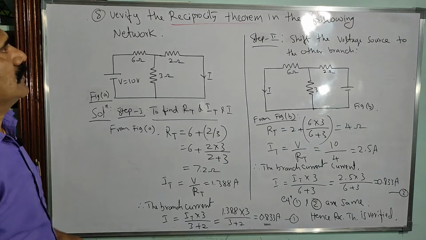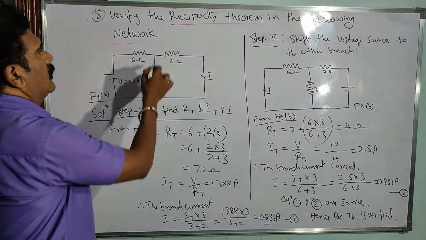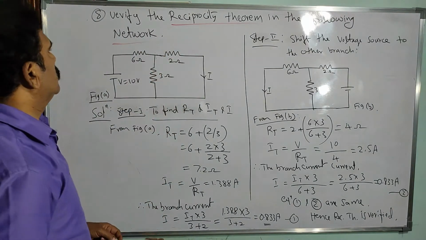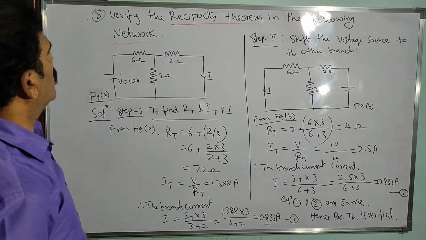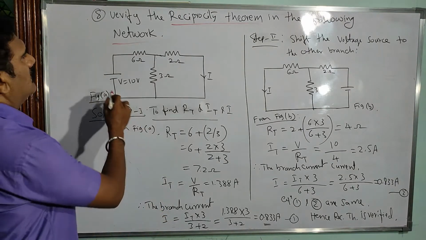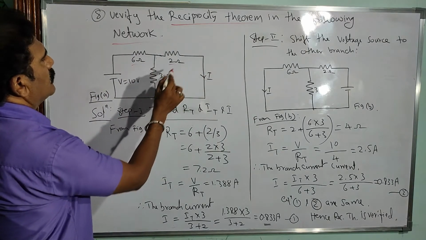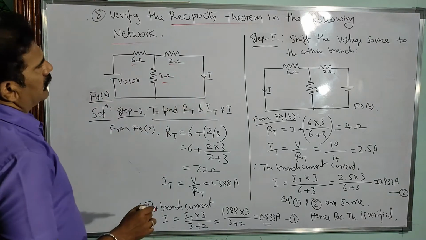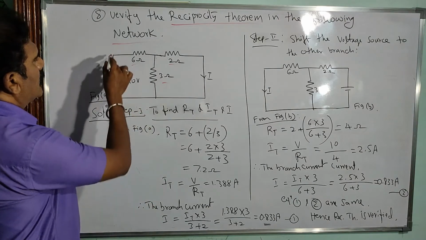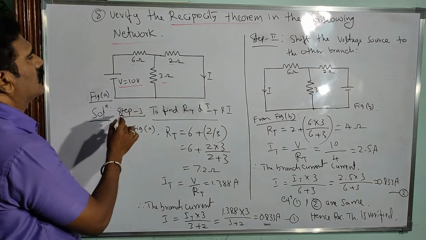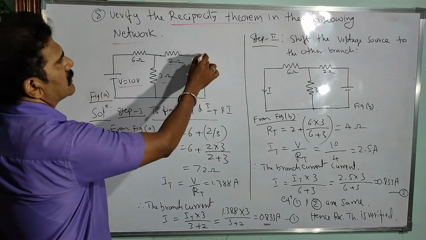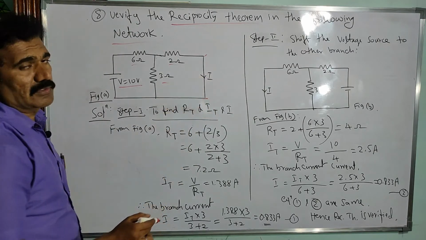Just verification of reciprocity theorem in the following network. Verify the reciprocity theorem in the following network, consisting of the resistors 6 ohms, 2 ohms and 3 ohms, in which a voltage source is connected in one side branch, that is V equal to 10 volts. Current I is measured in this branch first.